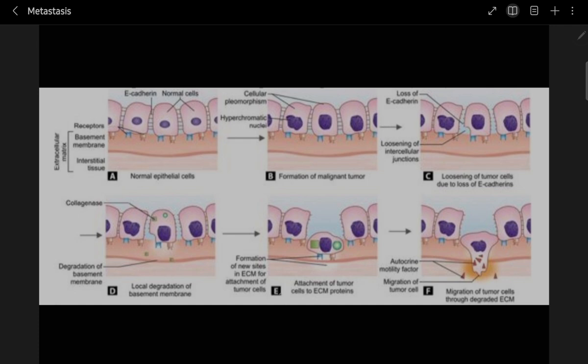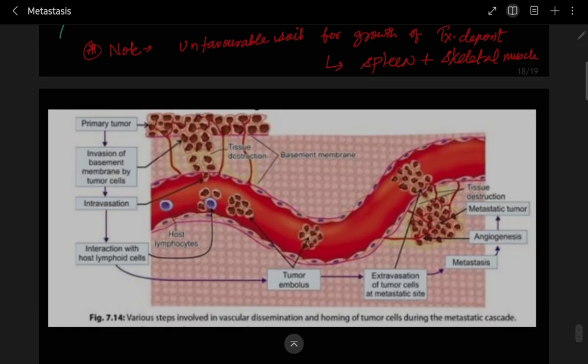The fifth one is diagram E, which shows the attachment of the tumor cell. This is nothing but a novel site that is formed here, and then comes the autocrine motility factor, and because of this the migration of tumor cells starts taking place. And you can see the vascular dissemination, homing, and also the colonization.